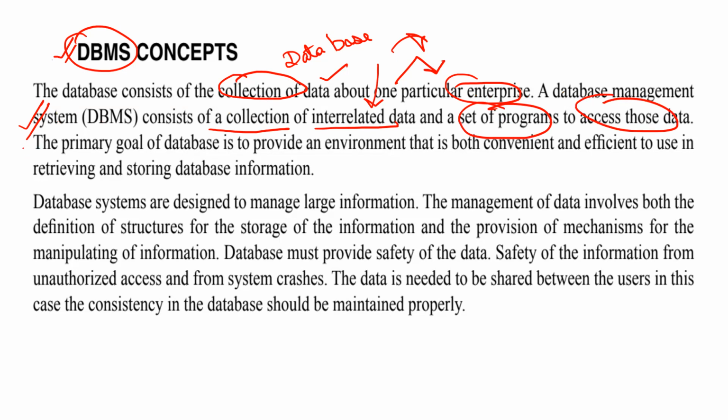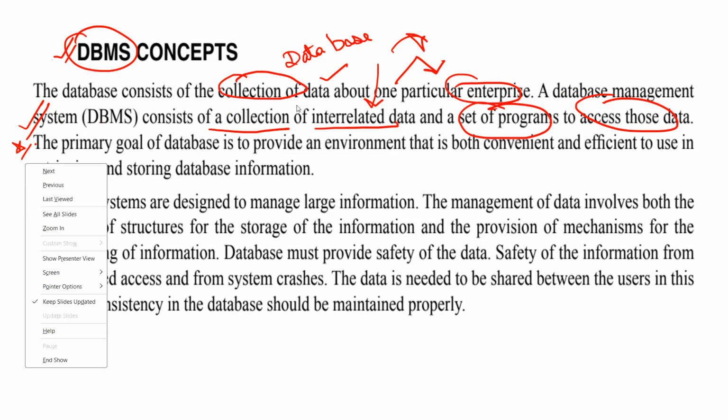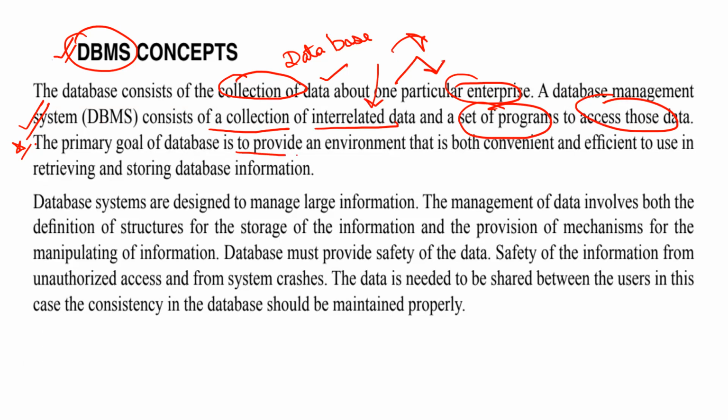What is the primary goal? This is one of the questions you will find in the examination. What is the primary goal of a database? The primary goal of a database is to provide an environment that is both convenient and efficient to use in retrieving and storing database information. Clear? So what is the primary goal? Very, very important. Kindly remember all these points whatever I am saying. The primary goal of the database is to provide an environment. What type of environment? That is both convenient and efficient to use in retrieving and storing database information.